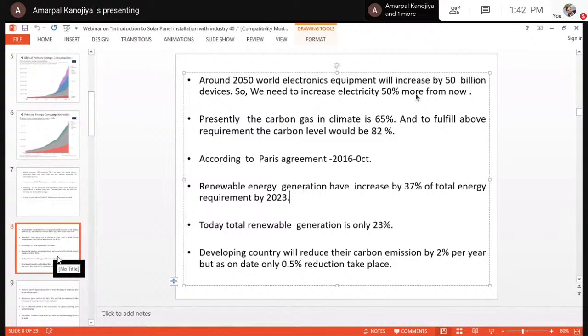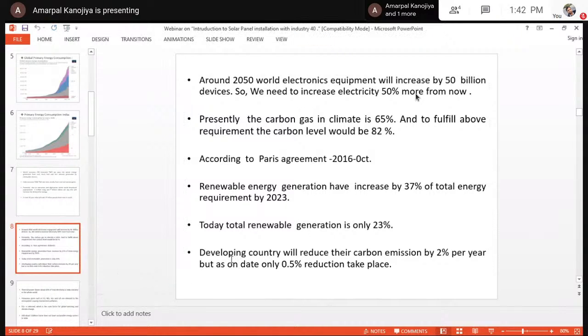Now, if we see the present scenario of India, then India generates approximately 23 percent of its total consumption from renewable energy sources. Now, if we compare this with the developing country, then according to the agreement, a developing country has to reduce its carbon emission by 2 percent per year. But presently, the achievement is approximately 0.5 percent only.